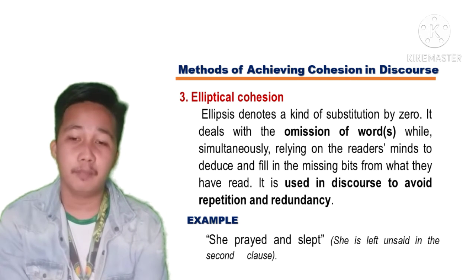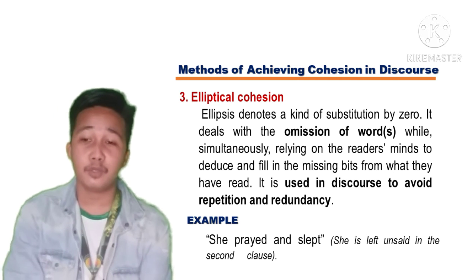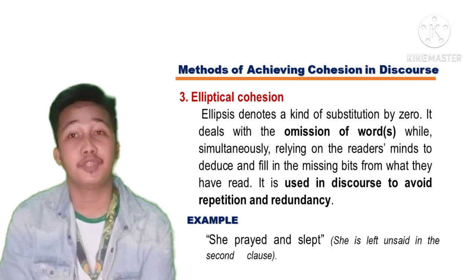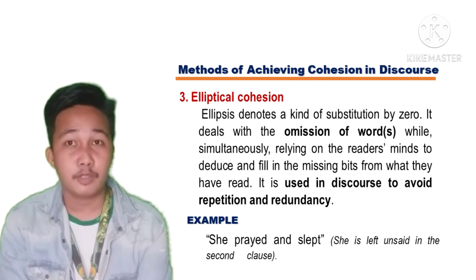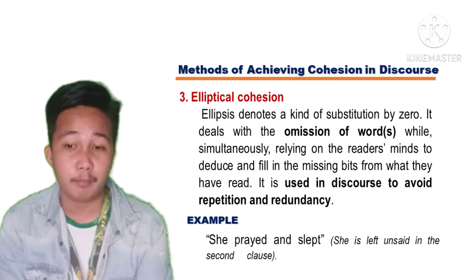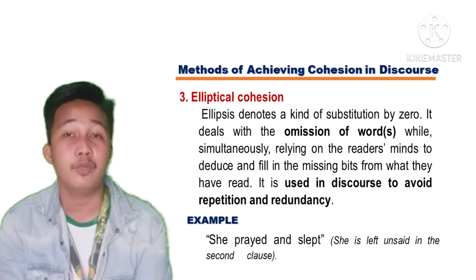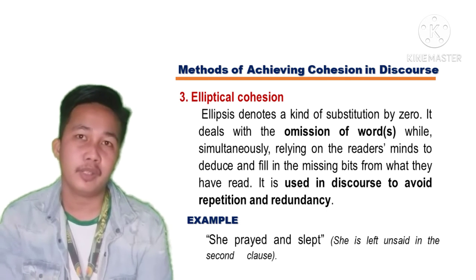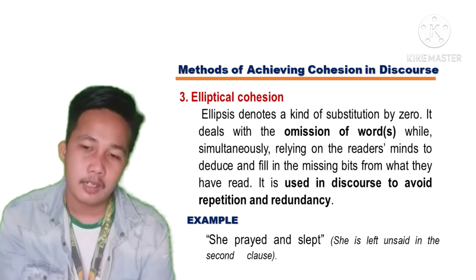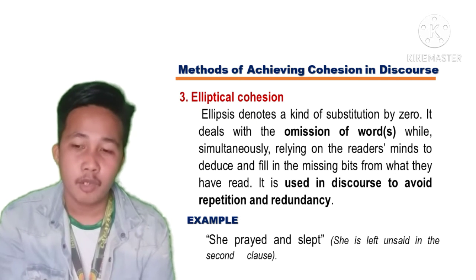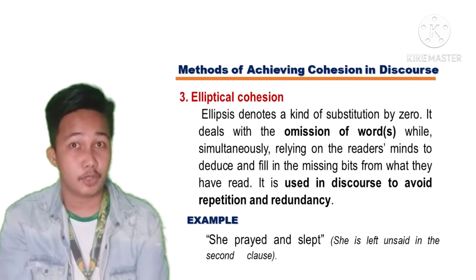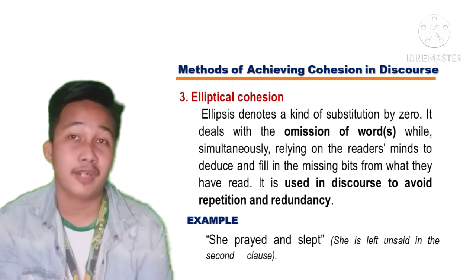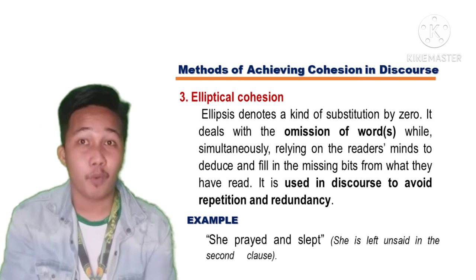Number three is elliptical cohesion. Ellipsis denotes a kind of substitution by zero. It deals with the omission of words while simultaneously relying on the reader's mind to deduce and fill in the missing bits from what they have read. In this course, we use it to avoid repetition and redundancy, just like my example a while back in referential cohesion.